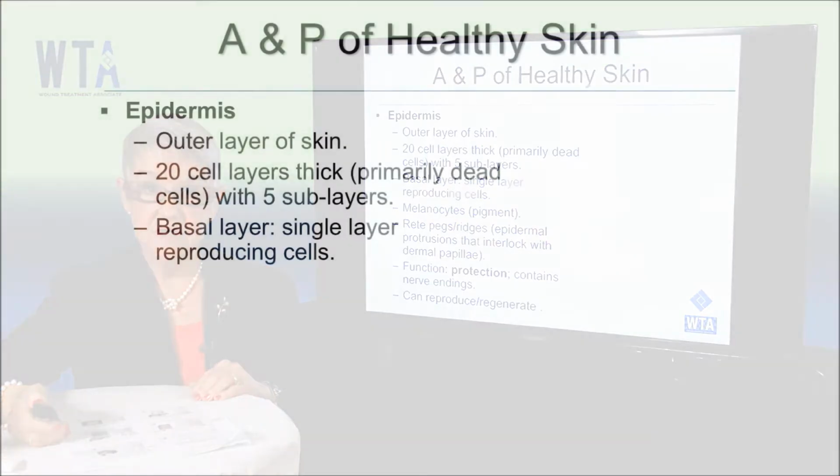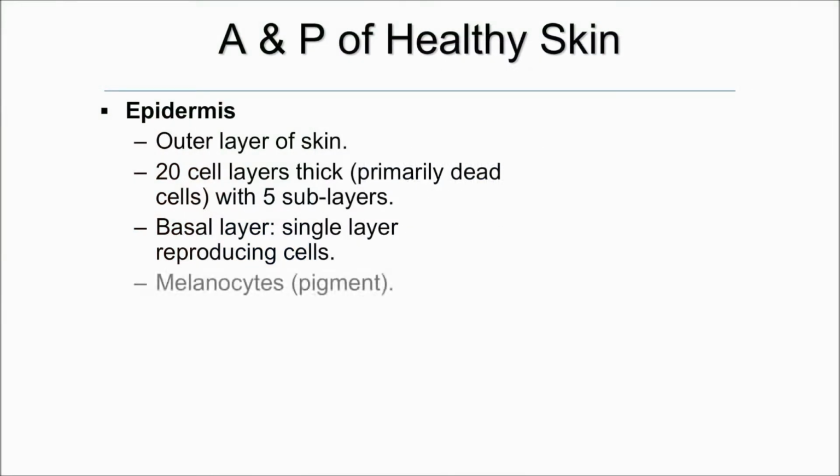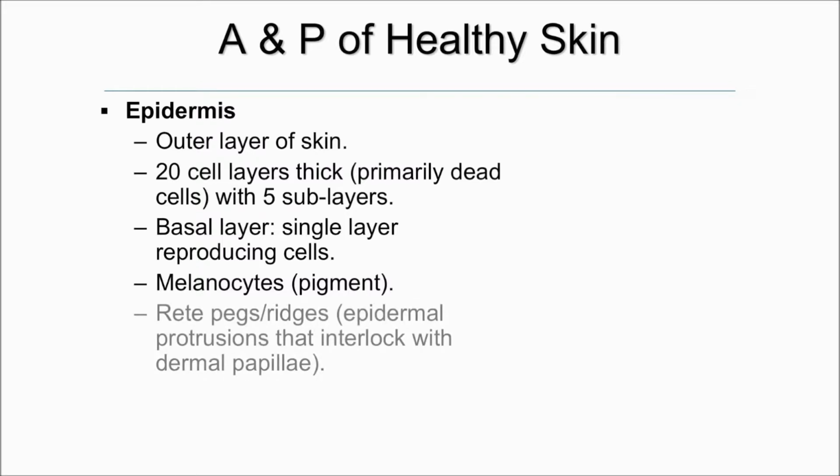Another component of the epidermis that's important are the melanocytes. These are the cells that are necessary for the color of our skin, for the pigment. And an area that is particularly important that we'll discuss several different times in terms of skin injury are the rete pegs or the rete ridges.